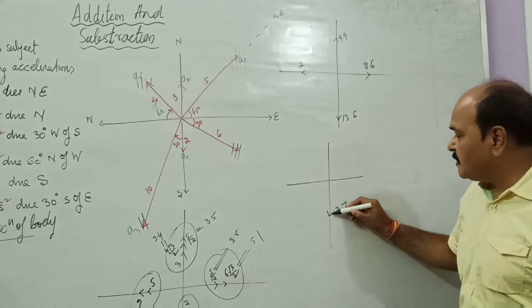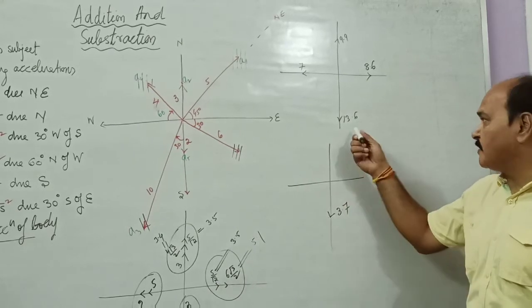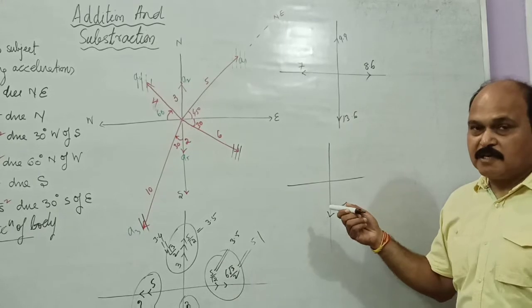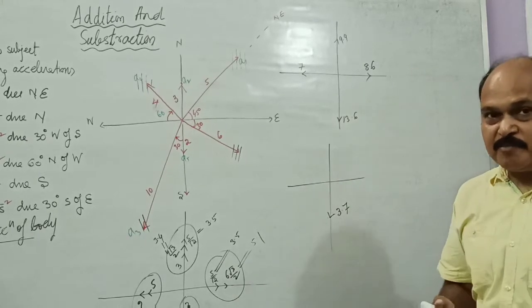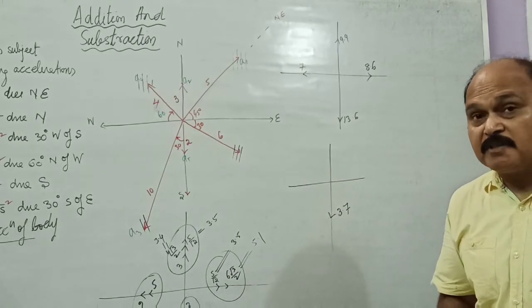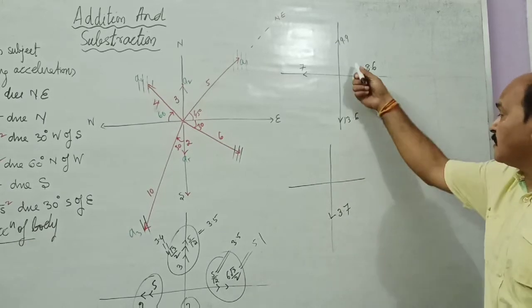And that is why the resultant is in the downward direction, that is due south, because the vector due south is greater. Case 2: two vectors are in opposite directions, the vector sum is the simple difference, and the direction is that of the bigger one, and the bigger one is this. The resultant of these two is this.